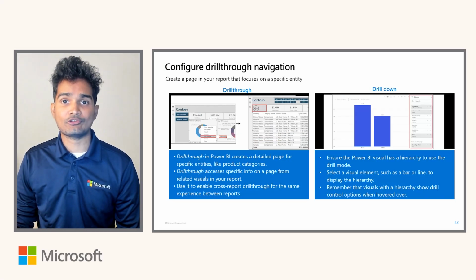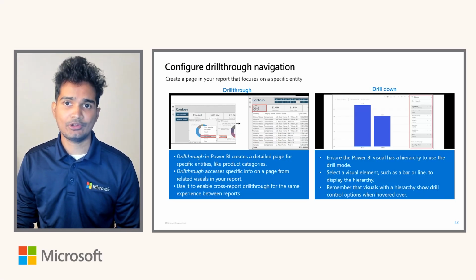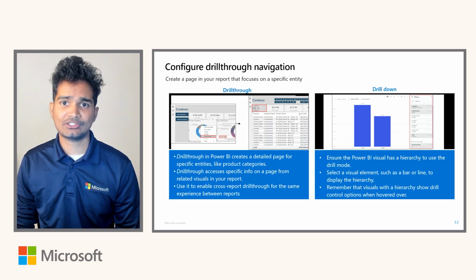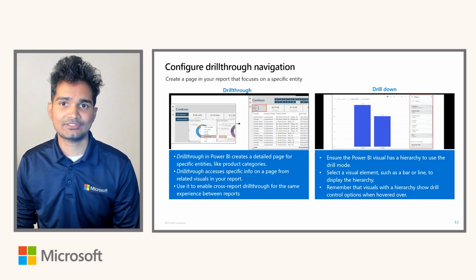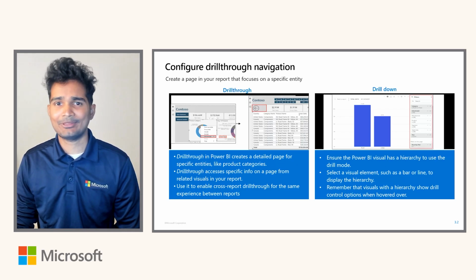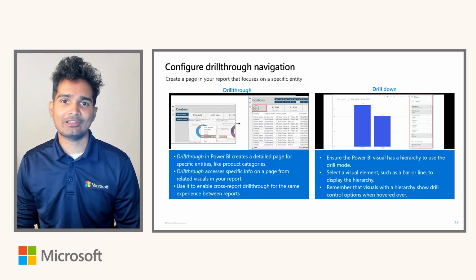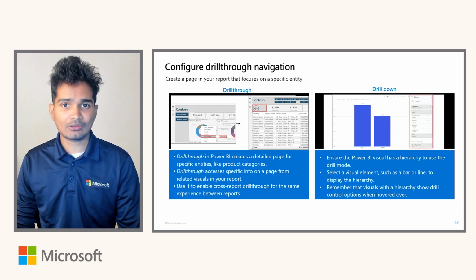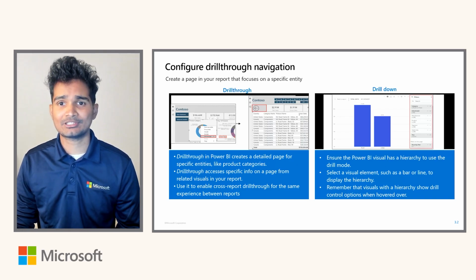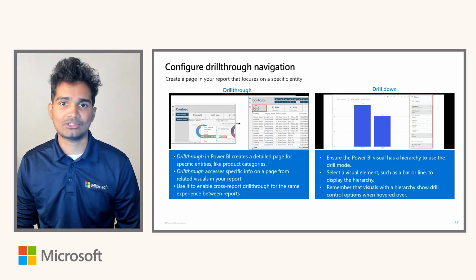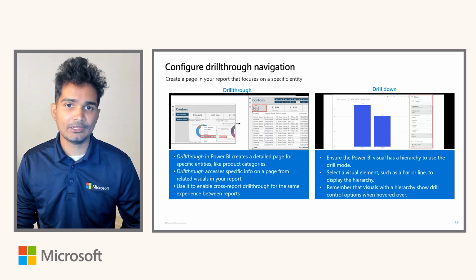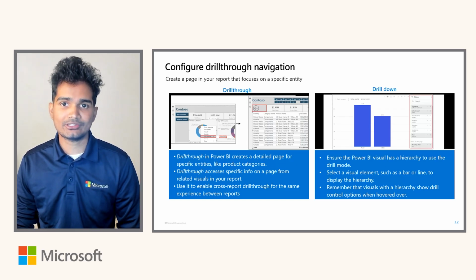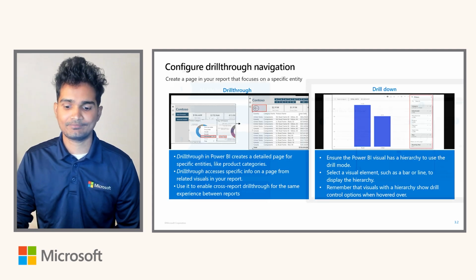Understand the features drill through and drill down. Drill through allows users to navigate to report pages focused on a specific data point, providing contextual insights and facilitating in-depth analysis without cluttering the main view. Drill down lets users explore hierarchical data by navigating from summary to detailed levels within the same visual, offering a more seamless, layered understanding of complex datasets.